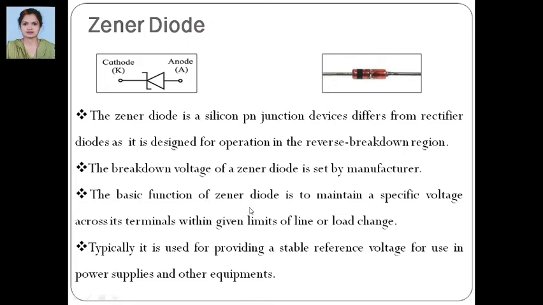The basic function of Zener diode is what? To maintain specific voltage across its terminals within given limits of line or load change. Means it has to maintain output voltage constant. It is used for providing stable reference voltage for use in power supplies and other equipments.